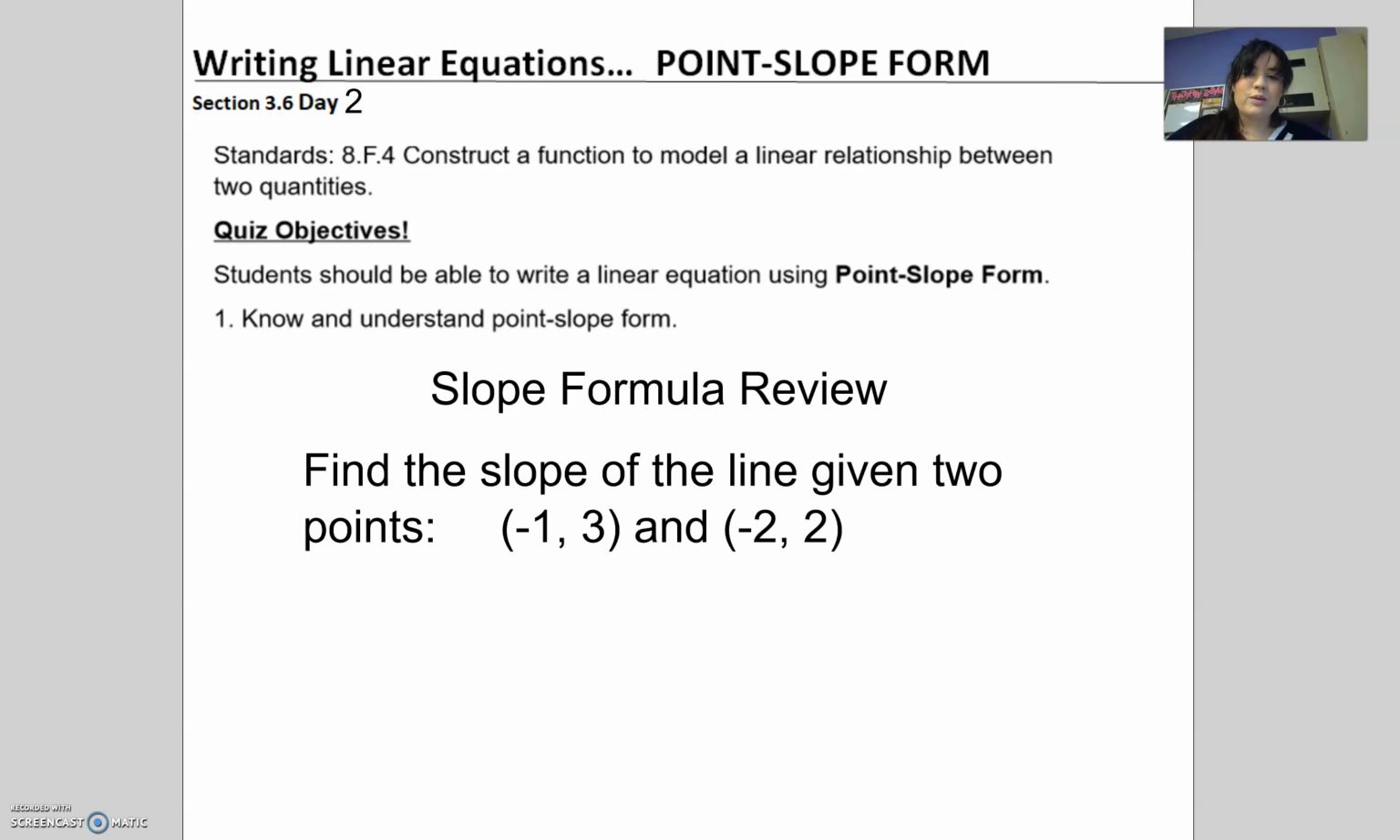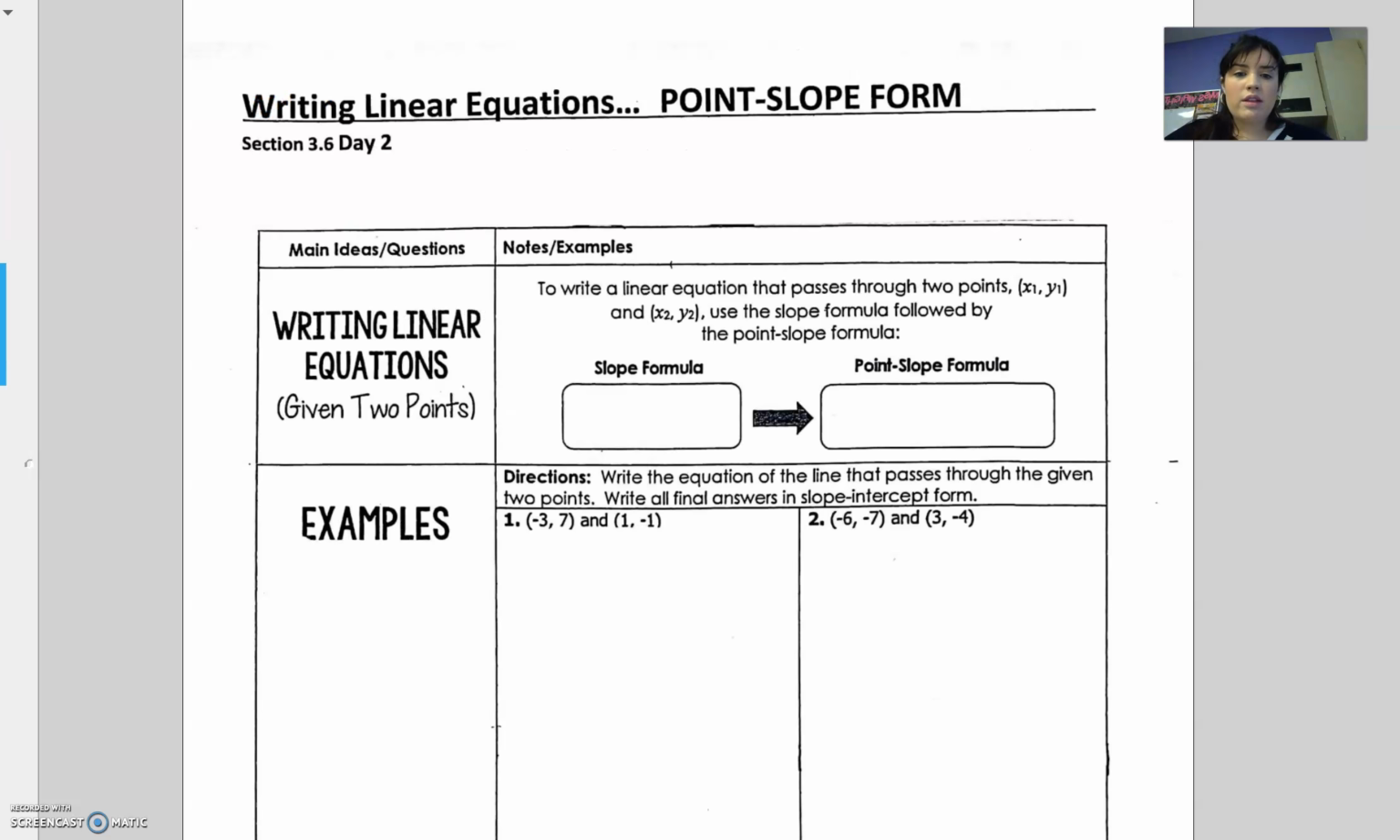Hello everybody, so we are on to our writing linear equations, day 2. So our goals are still the same. We want to learn how to write a linear equation using point-slope form. But today we're adding an extra step. If you look at your sheet, let's peep at it real quick. They are giving us at number 1 2 points, and we still have to write the point-slope formula using those 2 points.